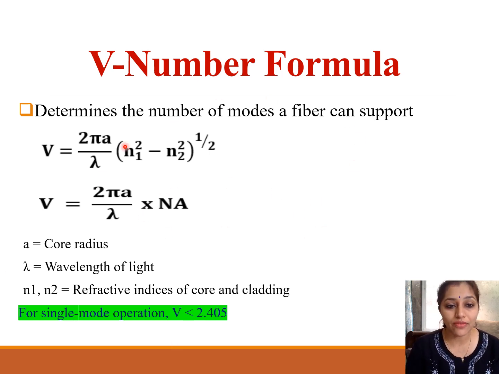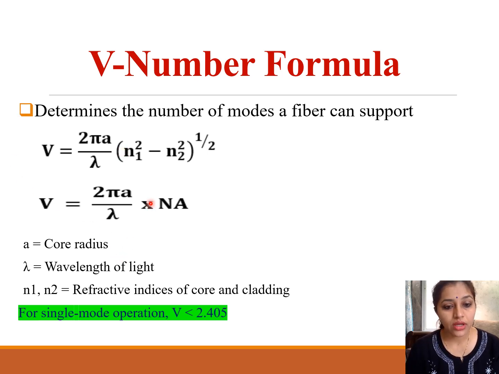The formula for the V number is 2 pi a divided by lambda, into the square root of n1 squared minus n2 squared. Here a is the core radius, lambda is the wavelength, n1 is the refractive index of the core, and n2 is the refractive index of the cladding.